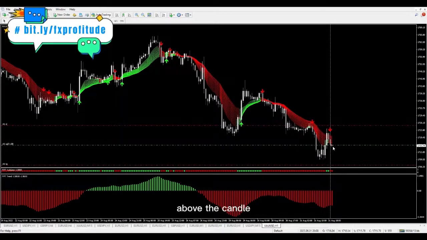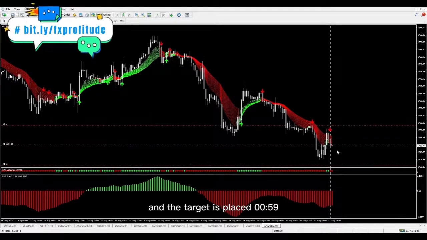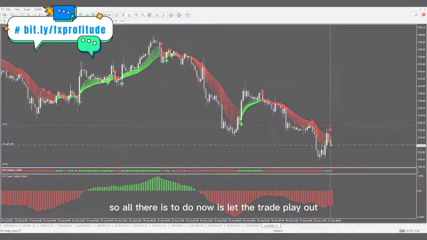We got the arrow above the candle and we are in a short trade. The stop loss is placed and the target is placed 1-to-1. So all there is to do now is let the trade play out.